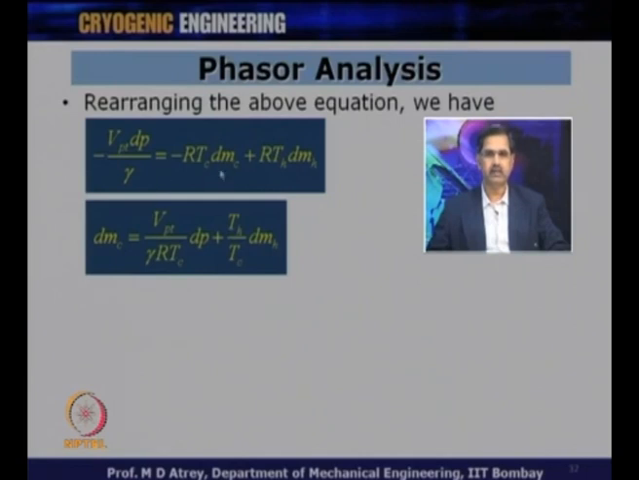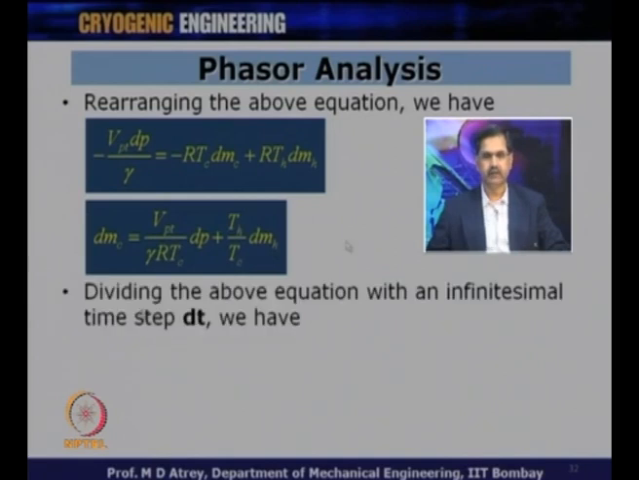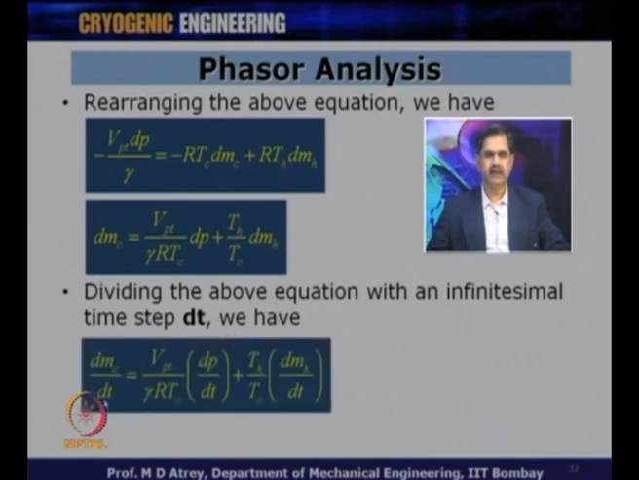So, dm_C now is equal to V_pt upon gamma, taking R T_C in the denominator. If I put R T_C over here, R and R will get cancelled, transferring on this side, I get plus term T_H by T_C into dm_H. Dividing the entire thing by dt now, so that I will get dm by dt, by infinitesimal time step dt, we have dm_C by dt, which is nothing but the mass flow rate at the cold end heat exchanger or the cold end of the pulse tube, is equal to V_pt over gamma R T_C into dP by dt. This is my pressure variation with time. Plus T_H by T_C into dm_H by dt. This is my mass flow rate variation at the hot end of the pulse tube.